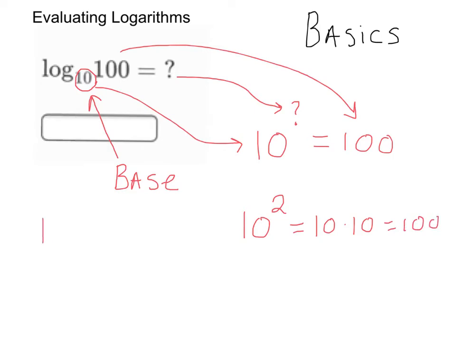So what we say is the log base 10 of 100 equals 2, because 10 squared equals 100. Okay, so remember you're saying 10 raised to what power gives me 100. And the reason the answer is 2 is because 10 squared gives me 100.